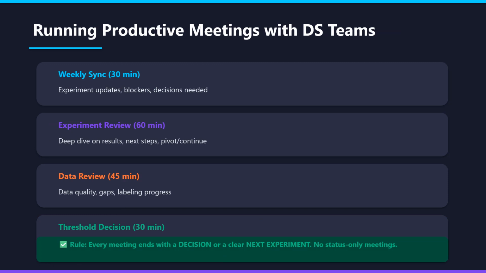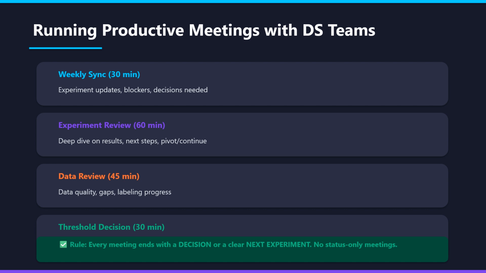And second is experiment review, 60 minutes. After a major experiment completes, deep dive on the results. What did we learn? And what's the next hypothesis? Do we continue, pivot, or ship? Okay, this needs to be discussed.